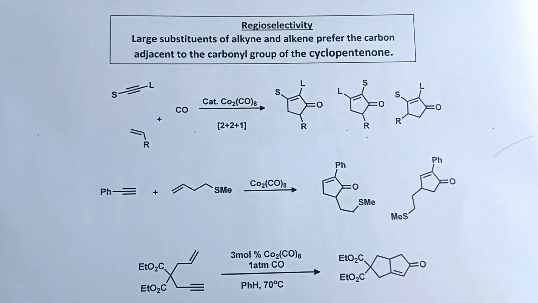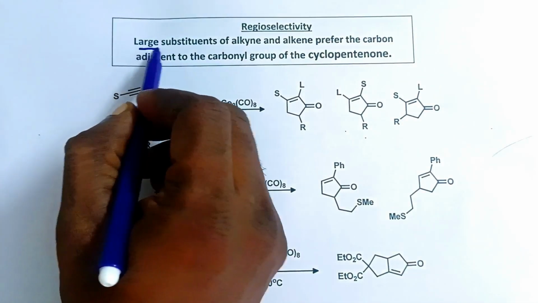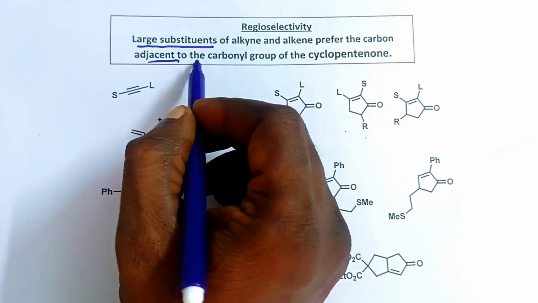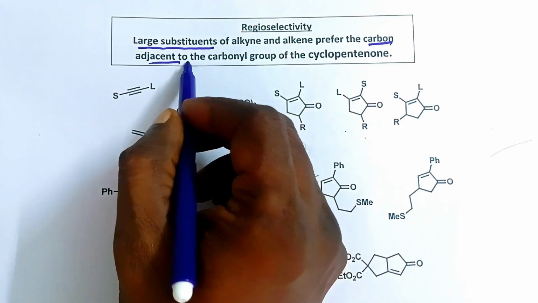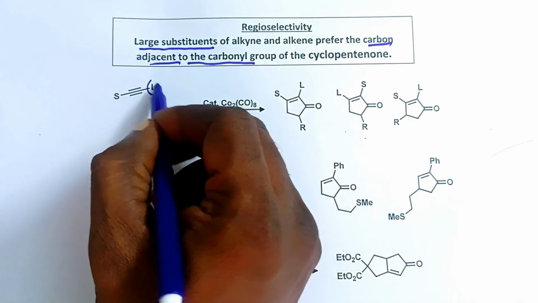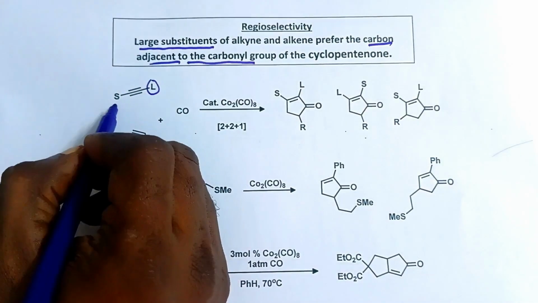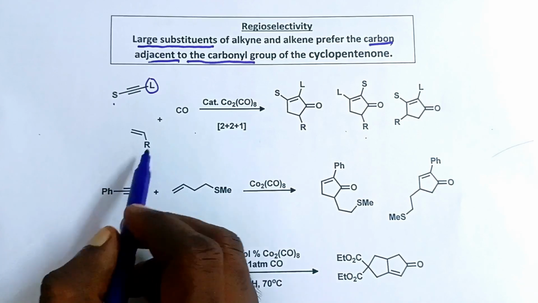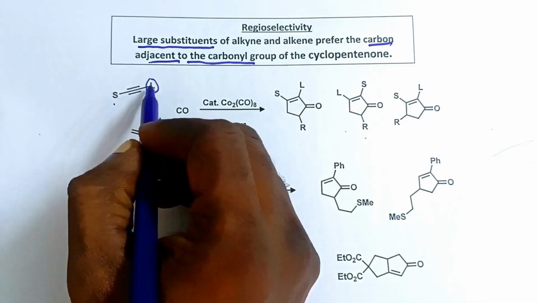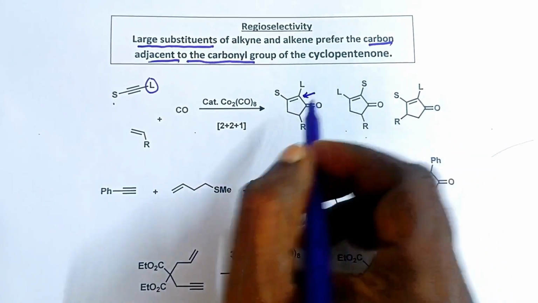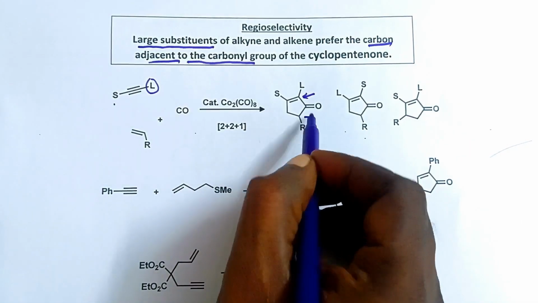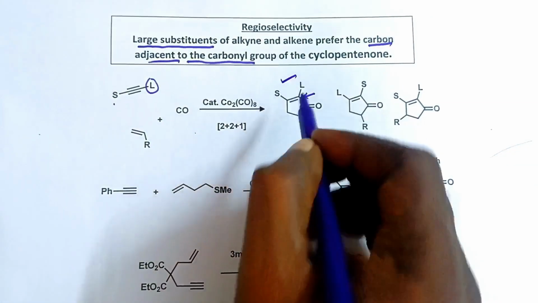How about the regioselectivity of this reaction? Large substituents of alkyne and alkene prefer the carbon adjacent to the carbonyl group. Look here, alkyne carries a large substituent and this one is a small one. Similarly alkene also carries a substituent, that is R. After cycloaddition, the large substituent must go to the carbon adjacent to the carbonyl group. Similarly, the R from the alkene should also go to the adjacent carbon of the carbonyl group. So this is the major isomer.